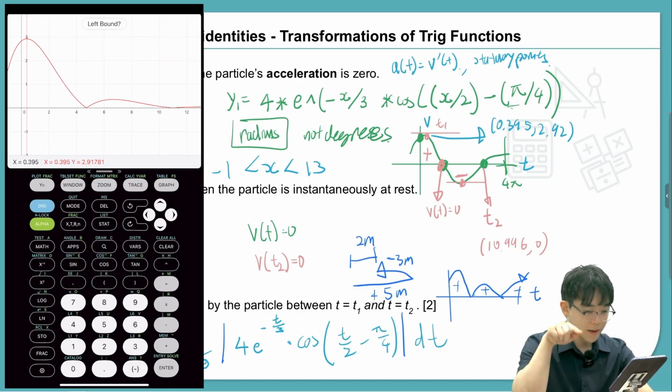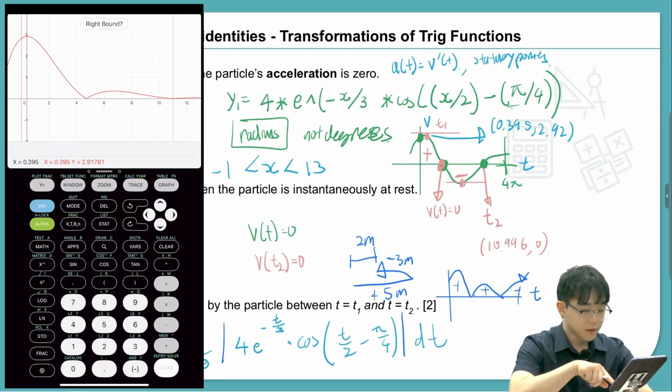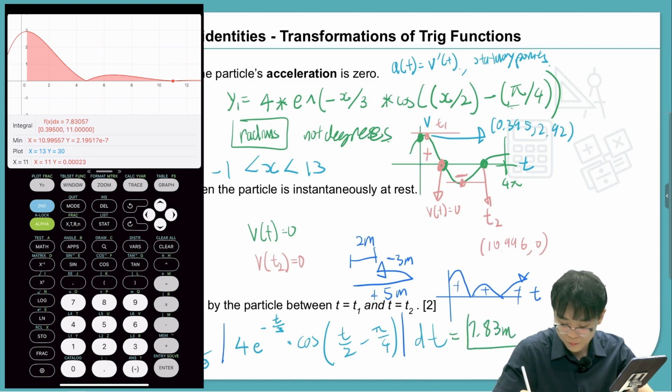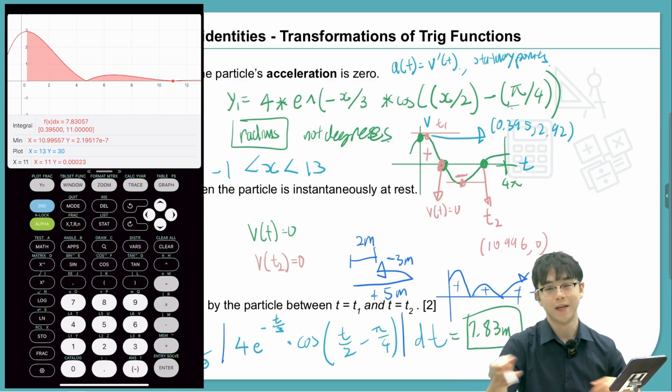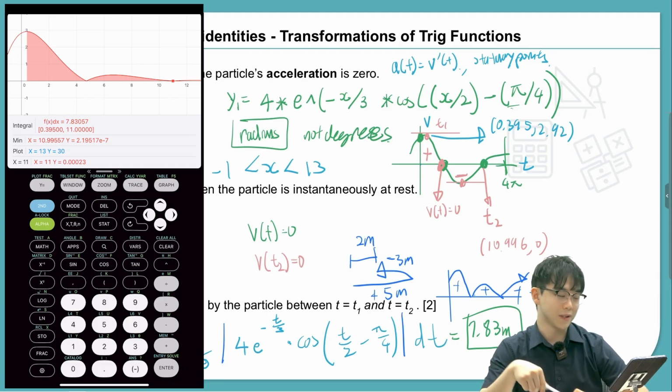Right, so that's our left bound. Our right bound is 11.0. So if you find the area under that, it should give you somewhere along the lines of 7.83 meters. Yeah, so evaluating that expression is 7.83 meters. So it's always important to know the difference between distance and displacement and when to use the absolute value sign.